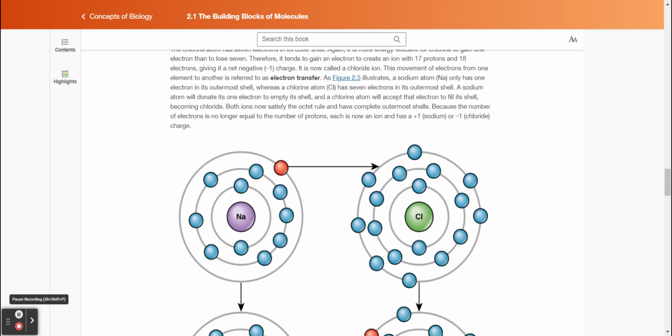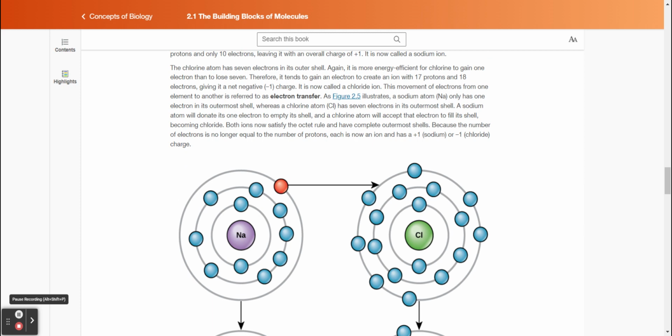The chlorine atom has 7 electrons in its outer shell. Again, it is more energy efficient for chlorine to gain 1 electron than to lose 7. Therefore, it tends to gain an electron to create an ion with 17 protons and 18 electrons, giving it a net negative 1 charge. It is now called a chloride ion. This movement of electrons from one element to another is referred to as electron transfer.